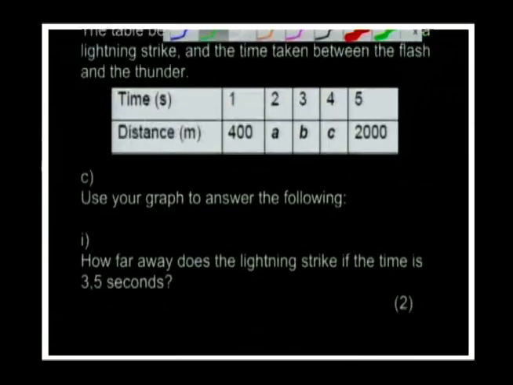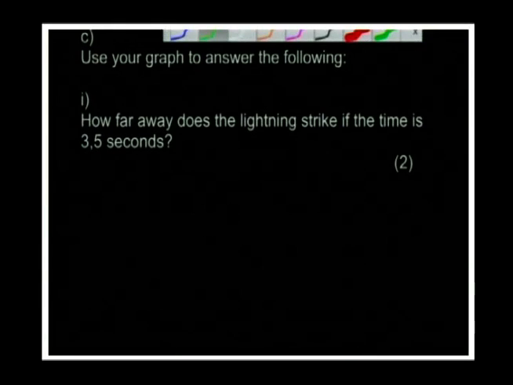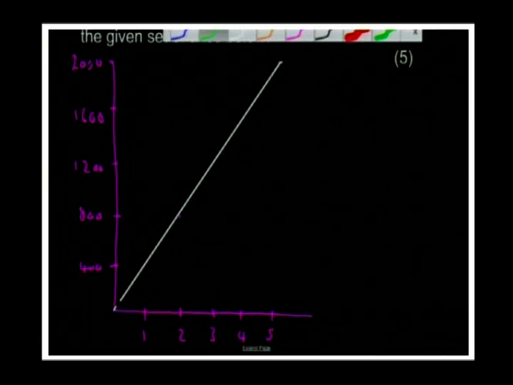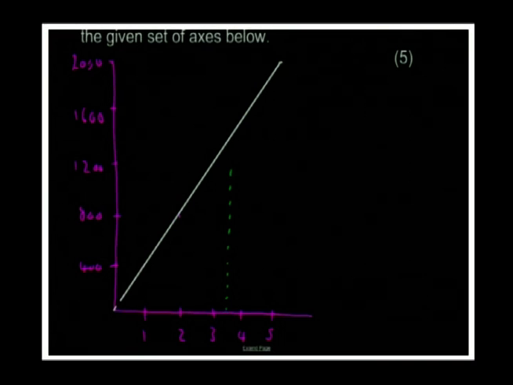Now, use a graph to answer the following. How far away does the lightning strike if the time is 3,5 seconds? Let's go back to our graph. So 3,5 seconds, how far is it away? Now guys, you're supposed to use your graph to answer this. And I want to say my graph is not accurate because I didn't draw an accurate set of axes. Okay? But you would have a wonderful set of axes given to you in your exam.